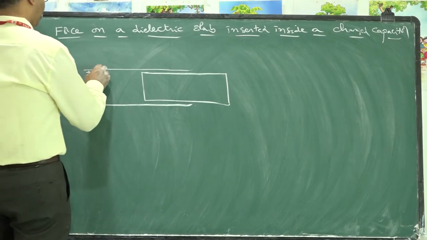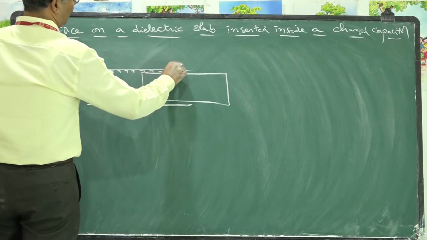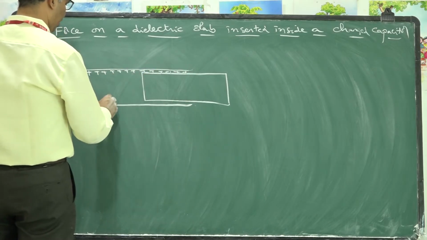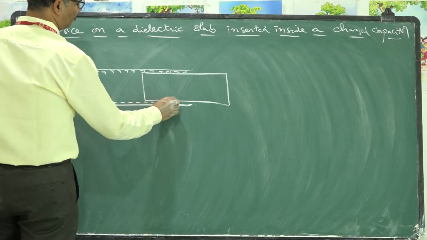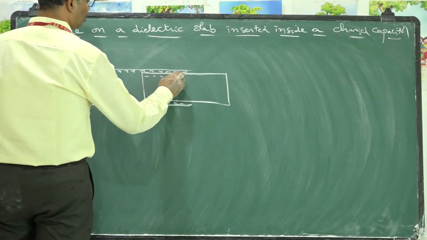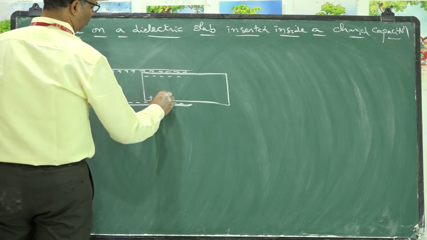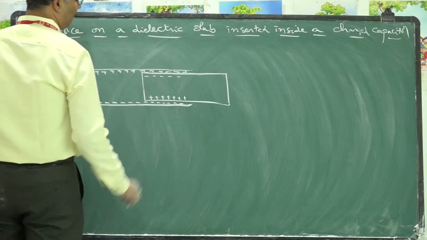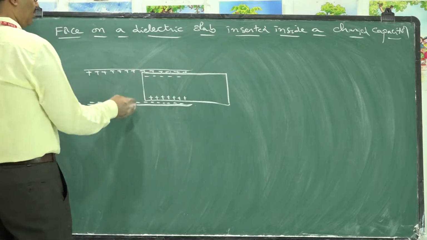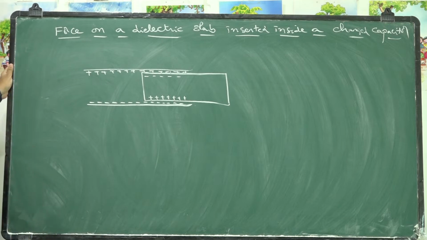That means this plate is given positive charge. Here negative charge is induced. Due to the polarization concept, here we have some negative charge. Here we have some positive charge. This charge is bound charge, this charge is free charge. What will happen?